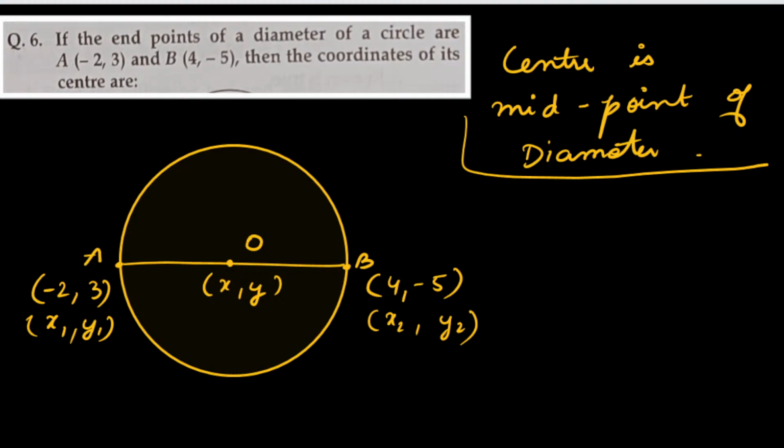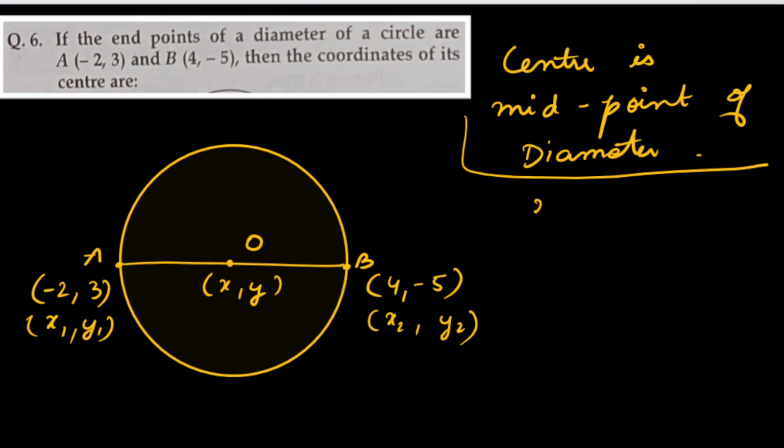Don't get scared just because a circle is mentioned and we are doing coordinate geometry. You just have to remember that if a diameter is there, the point at the center of the diameter, or center of the circle, is the midpoint of the diameter. Using the midpoint formula, we can find the coordinates.